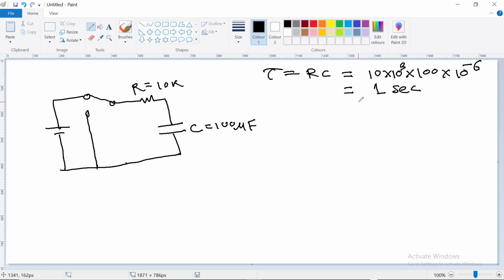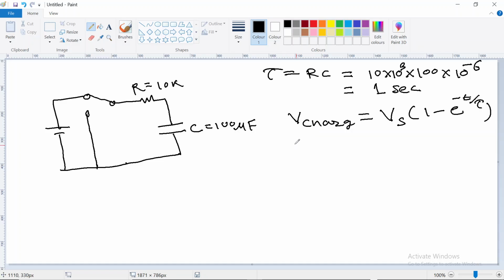The first thing, we have calculated the time constant, and the voltage across the capacitor while charging is V while charging equal to the supply voltage Vs into 1 minus e to the power minus t by tau. It is a function of time. So as time increases, the voltage on this capacitor goes on increasing.